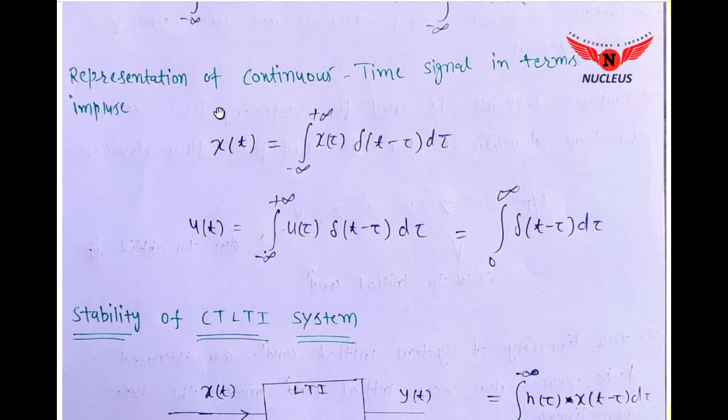Now let's talk about the representation of a continuous time signal in terms of impulse. x(t), the continuous signal, can be written in terms of impulse also: the integration from minus infinity to plus infinity of x(tau) delta(t minus tau) d tau. Let's take x(t) as u(t). Then u(t) can be written as the integration from minus infinity to plus infinity of u(tau) delta(t minus tau) d tau, which equals the integration from 0 to infinity of delta(t minus tau) d tau.